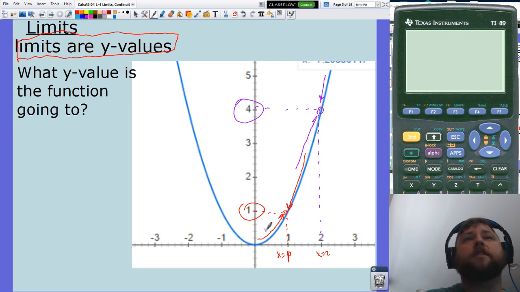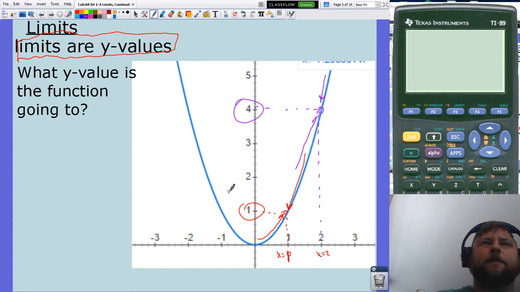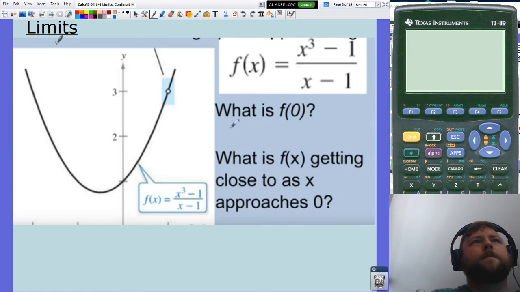So sometimes it's just, hey, plug it on the graph, but as you saw in that last example, if there's a hole, you can't just plug it in. Here's another example. This is the equation x cubed minus 1 over x minus 1. Notice it looks like this parabola, but we got a hole right here, and this hole happens when x equals 1.